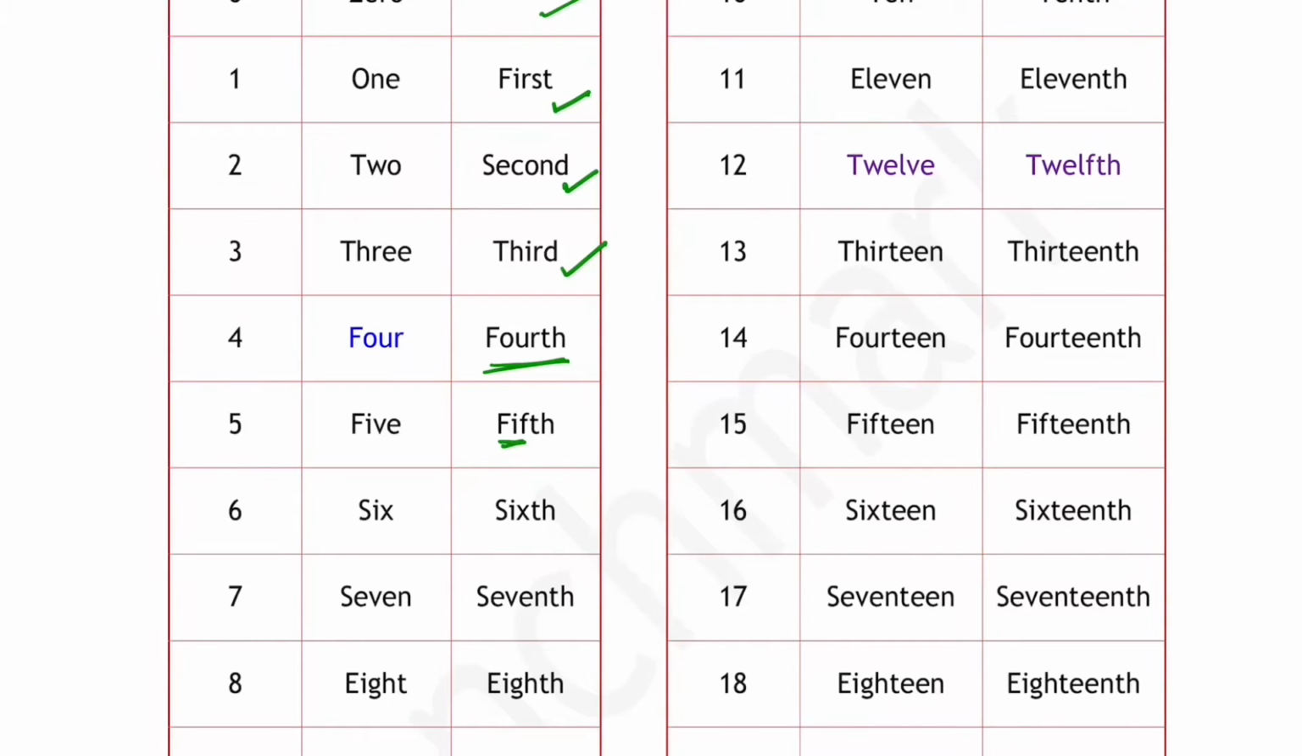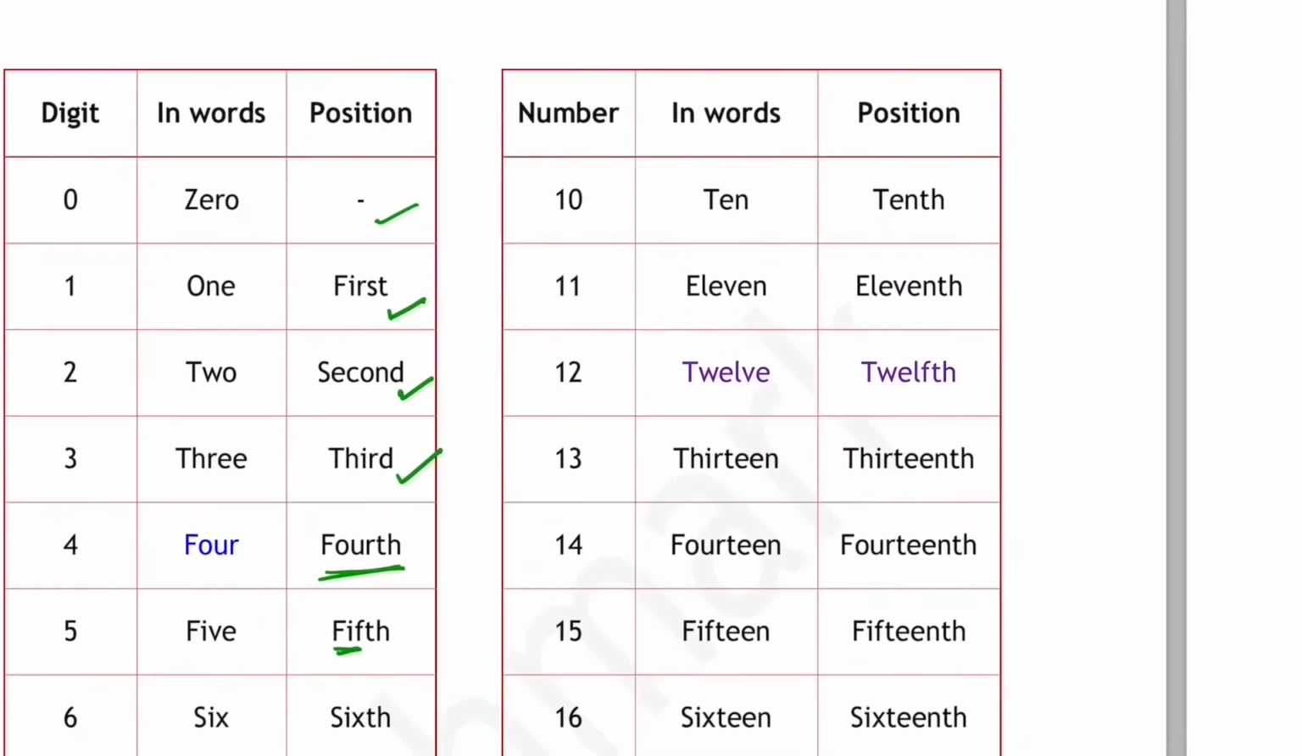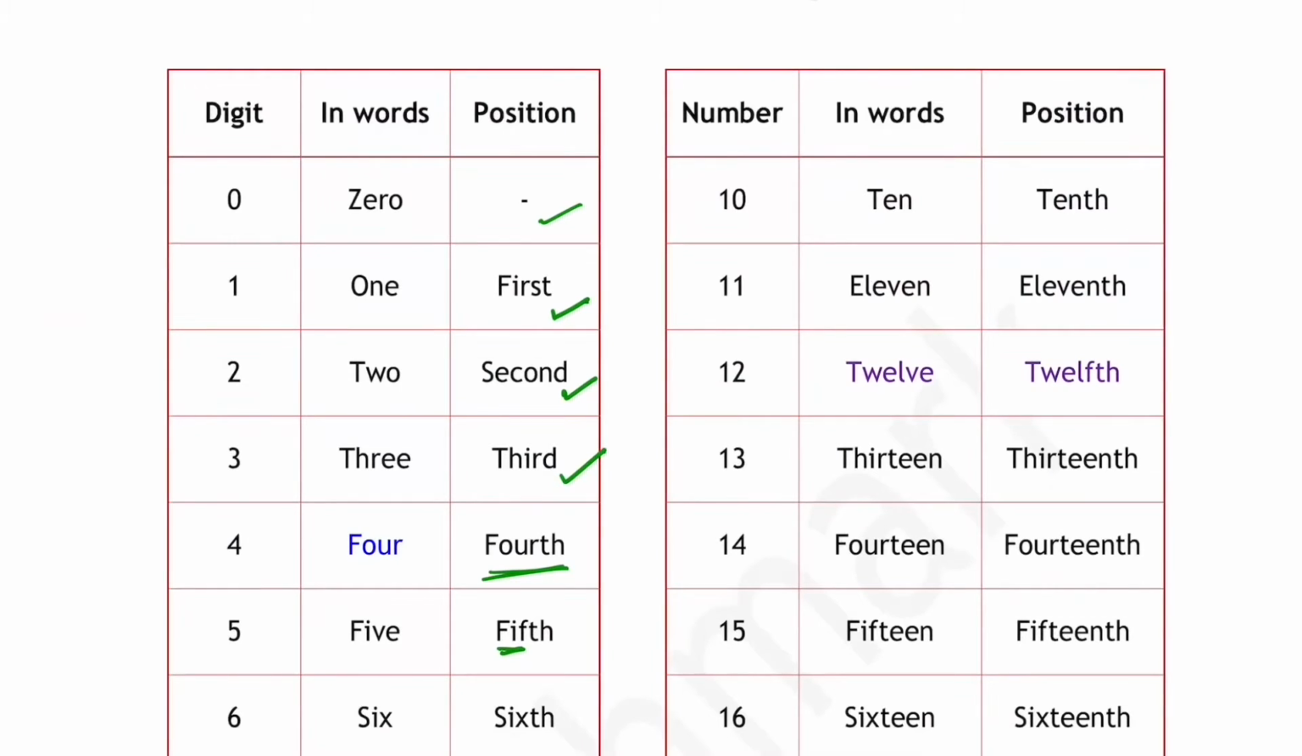5 will get a little bit modified. It becomes 5th, and then it goes to 6th, 7th, 8th, and so on. And then look at 9th. When th is added, e goes off. And then for 12, when th is added, spellings will be changed. 12th, though it is pronounced almost as 12th, it is twelfth.